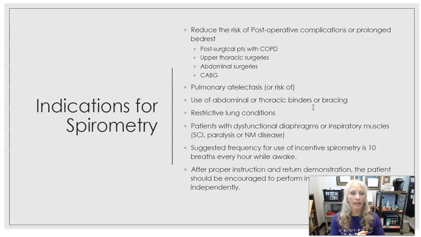Pulmonary atelectasis or risk of atelectasis would be all of these as well. If they have a thoracic binder or bracing, let's say they've had lumbar surgery and they're in a brace that holds them in tight, they might have restrictions that make them not fully inflate their lungs. Restrictive lung conditions, any restrictive lung condition. Patients with dysfunction of the diaphragm or the inspiratory muscles due to either a spinal cord injury, paralysis, or other types of neuromuscular diseases.